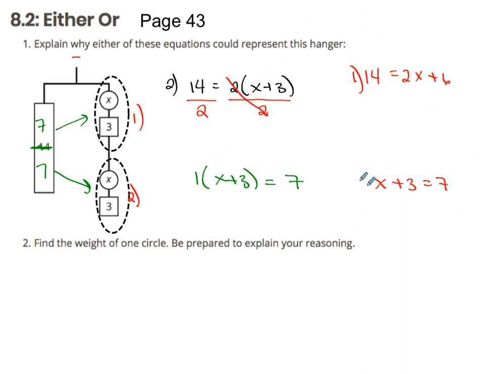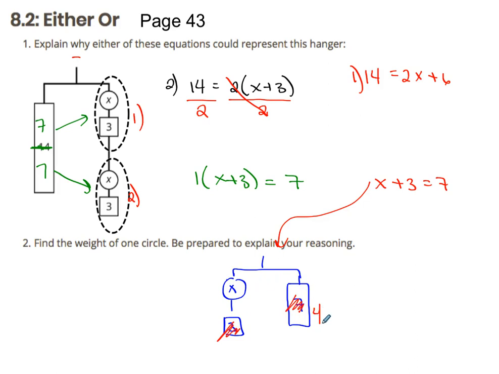Now if I'm looking at this as a new hanger, my new hanger looks something like this. I have an x here. I have a 3 here. And rather than 14 units, I have 7 units. That's my new hanger there. How do I solve this one now? Yep. I'm going to take 3 units away from the left side. I'm going to take 3 units away from the right side, leaving me with just 4 units. So x is equal to 4. Algebraically, I'm going to take 3 units from the left, take 3 units from the right. X is equal to 4 units.